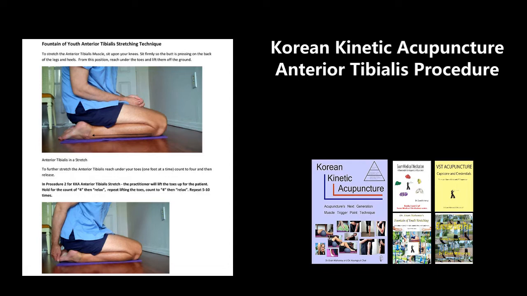To further stretch, reach under your toes one foot at a time. And then I just hold for 10, 15, 20, 30 seconds. And I do not do the repeat of the lifting and relaxing. So that has since been changed. So just sit on your feet, on your toes, and you're going to really kind of push. You'll feel the Achilles tendon stretch.